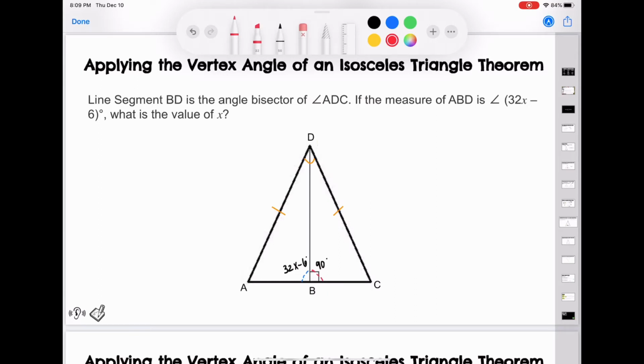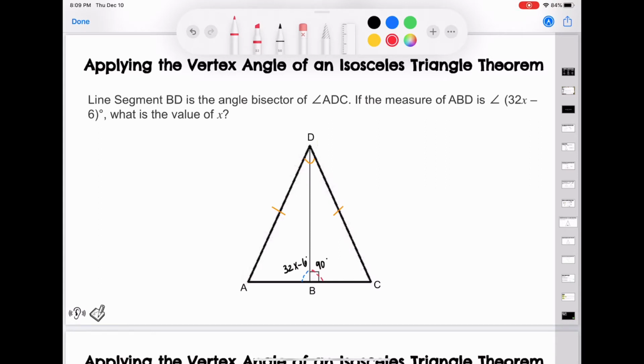Or what we can do is, because we know they are supplementary, then we know that each angle together has to equal 180 degrees. If we know that 90 degrees are already taken, then we know that the other half has to be 90 degrees, because 90 plus 90 is the only way we can get 180. So we could do 32x minus 6 equal to 90 and thus solve that way.